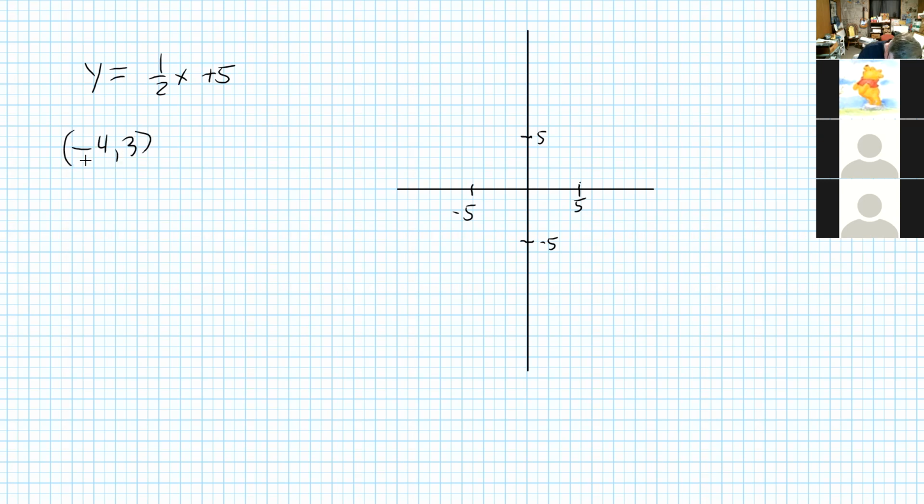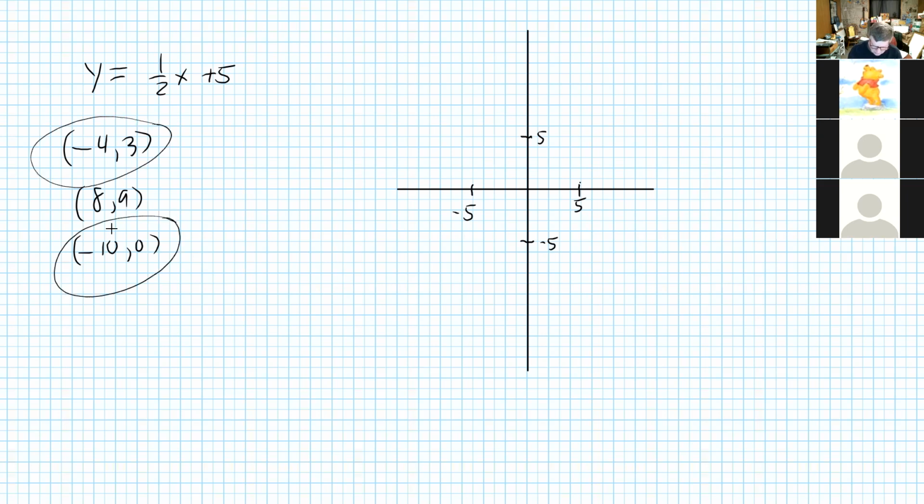The 3 ordered pairs that we found were those. Okay. Let's see. How about if we pick the first pair and the last pair? Because we're going to use 2 of these pairs. So we'll use this one and this one. All right. So -4, 3 is going to be right there.